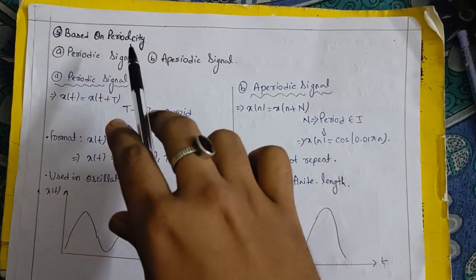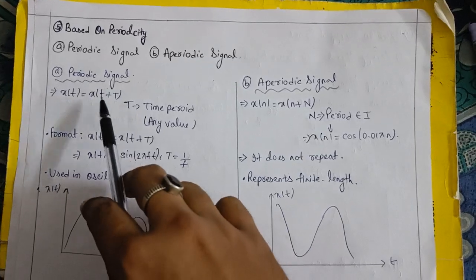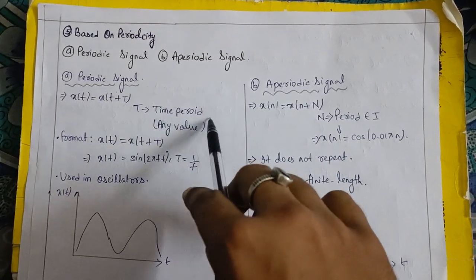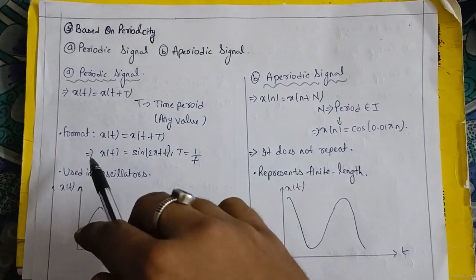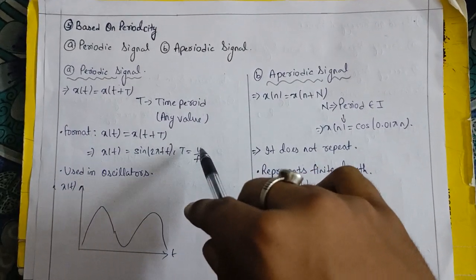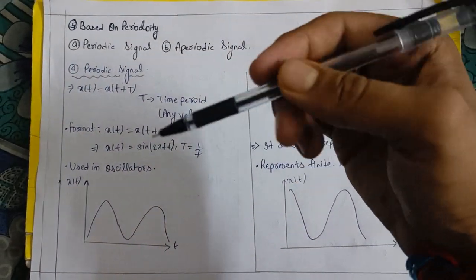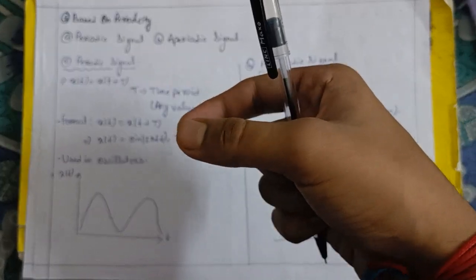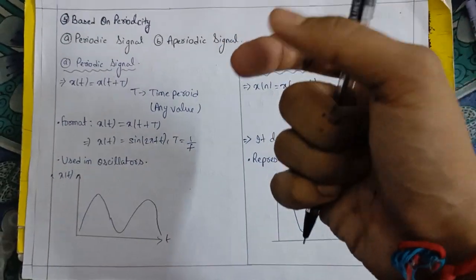Now, based on periodicity: periodic signal and aperiodic signal. In a periodic signal, you can see that x(t) is equal to x(t plus T). Here T is the time period, that can be any value. The form is x(t) equals sine 2 pi f t, and T is equal to 1 by f. The main idea of this signal is that if we add a specific value to the argument and the function repeats itself, then it is a periodic signal.